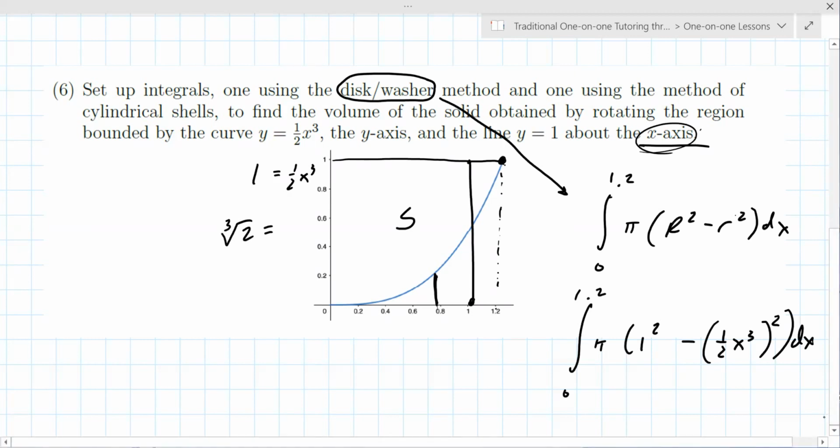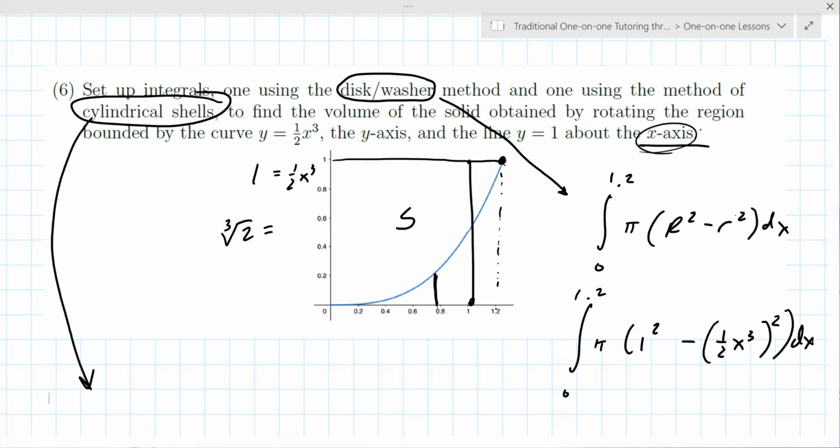Okay, now the next one is cylindrical shells. It depends whether you're rotating around a horizontal or vertical axis. I actually need to look this one up because I don't use it very often. Cylindrical shells. Just loading the page here. Want to get the right formula for you.